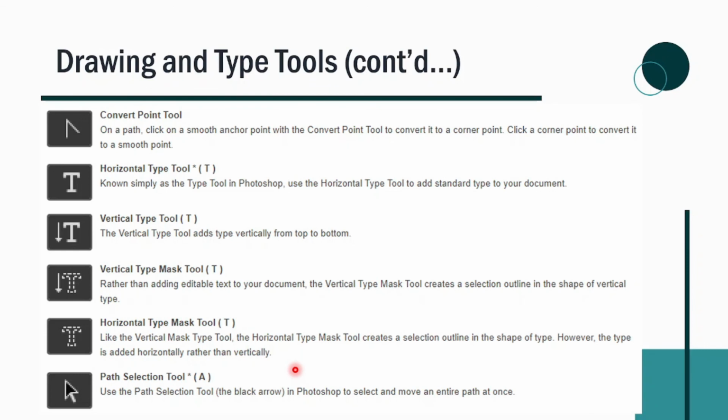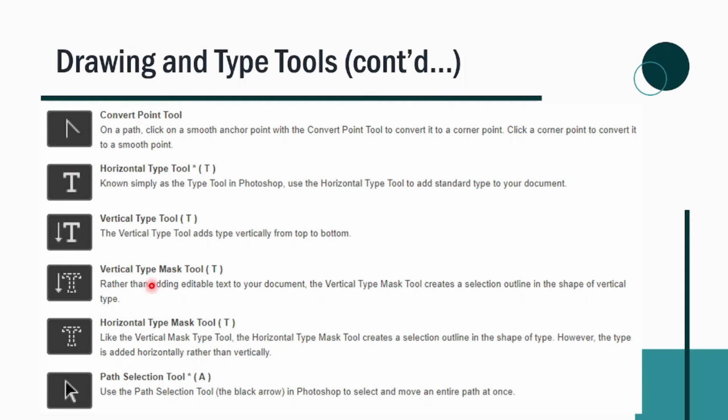Under the drawing styles, we have here the convert point tool and the horizontal type tool. Just the letter T, known simply as the type tool in Photoshop. You can use the horizontal type tool to add standard type to your document. If you type text like this, that is the horizontal type tool. If like this, that is the vertical type tool. The vertical type tool adds type vertically from top to bottom.